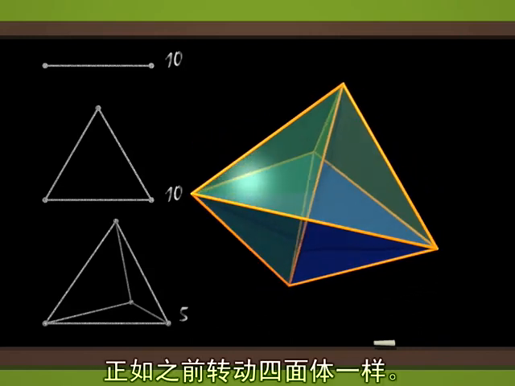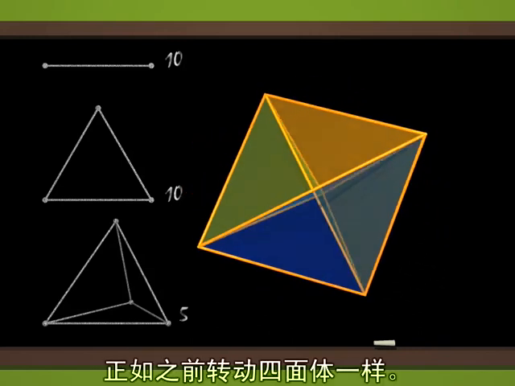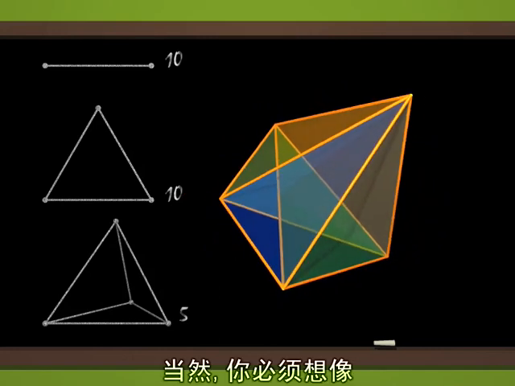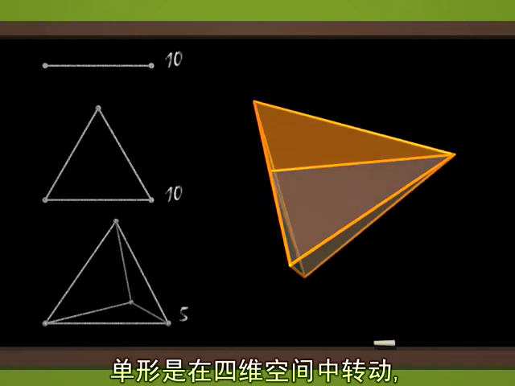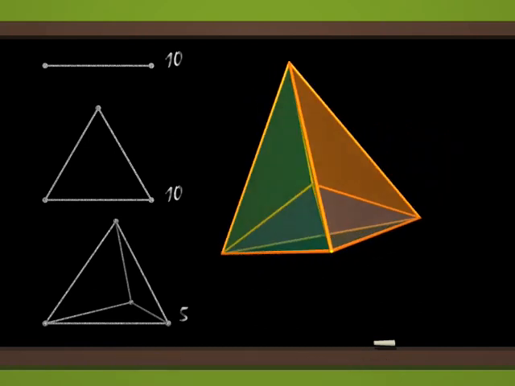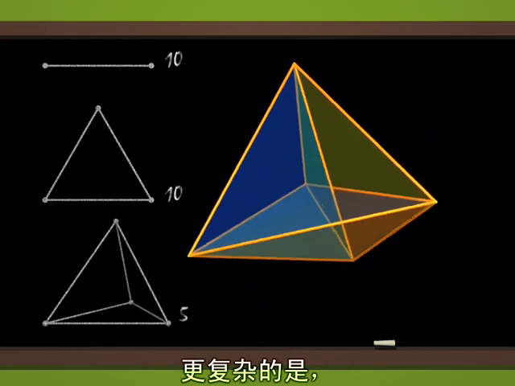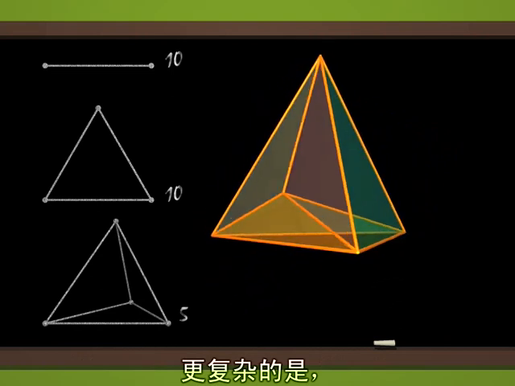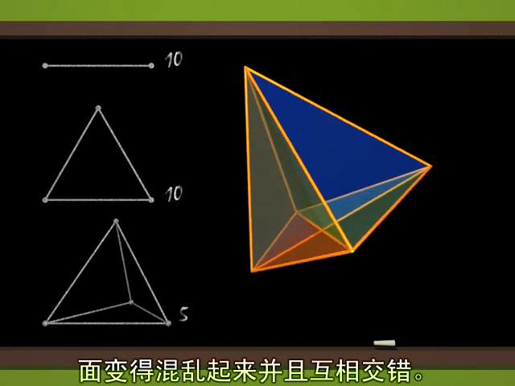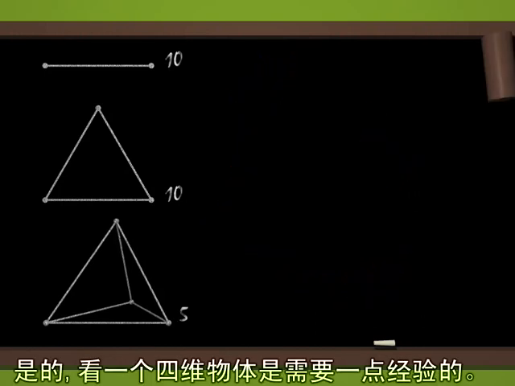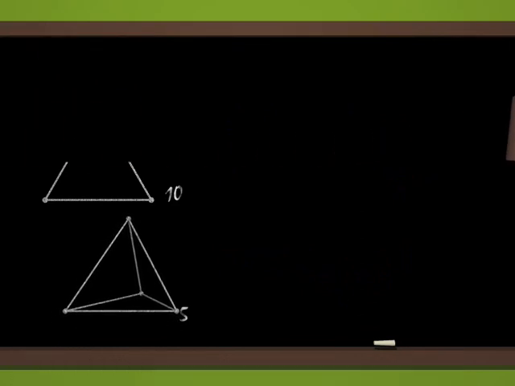Let's spin it around in space a little, as we did with the tetrahedron. Of course, you have to imagine the simplex spinning in a 4-dimensional space. What you see is only its projection on the blackboard. What's complicated is that faces get tangled and they can cross each other. Well, some experience is required to be able to see in dimension 4.